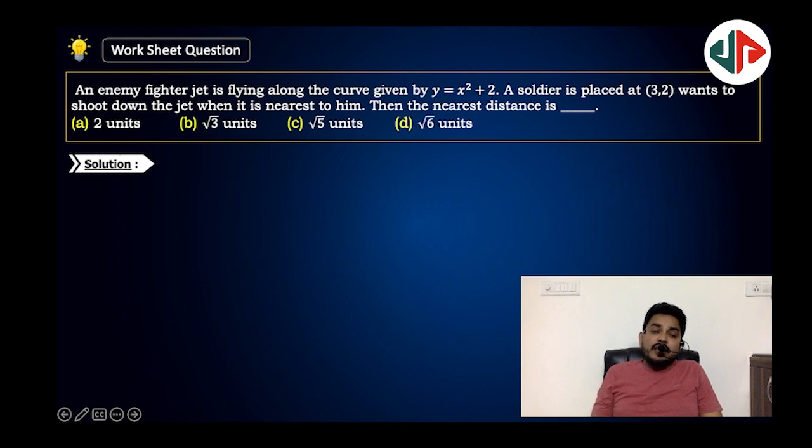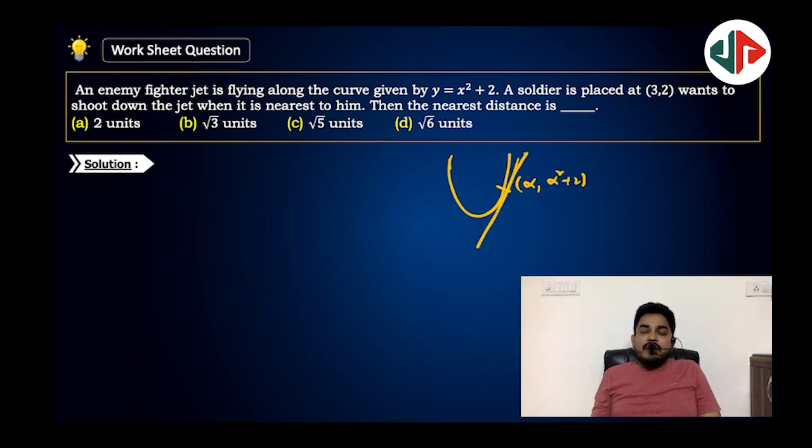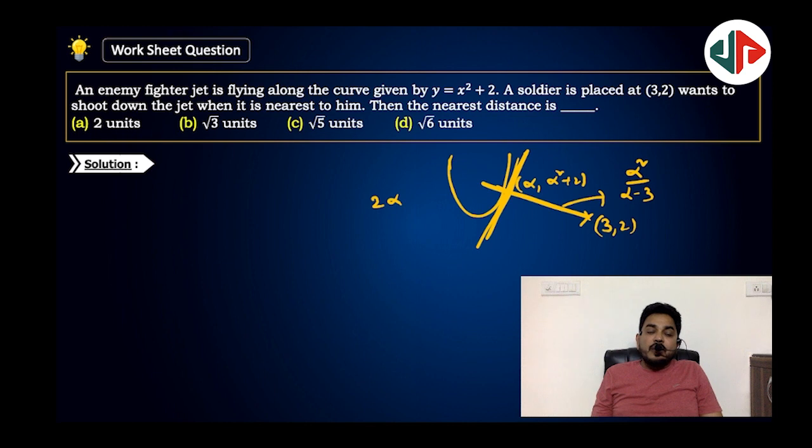What I will do is, when the curve is there, I'm taking this point as (alpha, alpha square plus 2). So I'll go with dy by dx. So dy by dx is 2 alpha, the slope of the tangent. Now the slope of the normal, this is (3, 2). So what is this slope? Alpha square plus 2 minus alpha square by alpha minus 3. This product should be equal to minus 1.